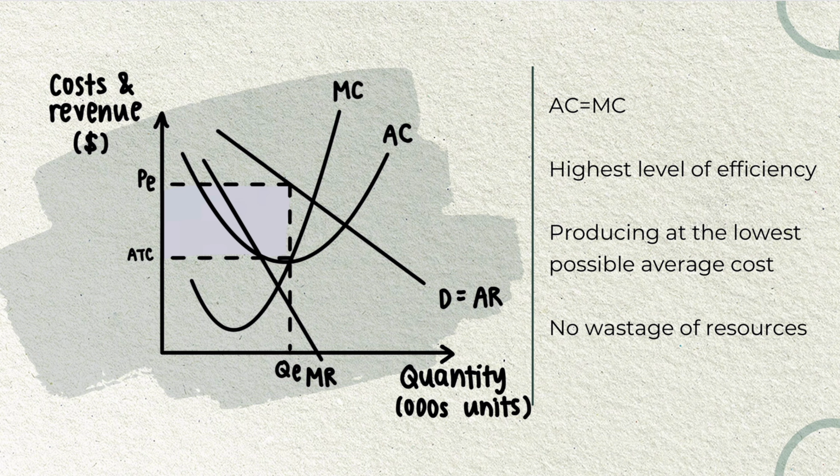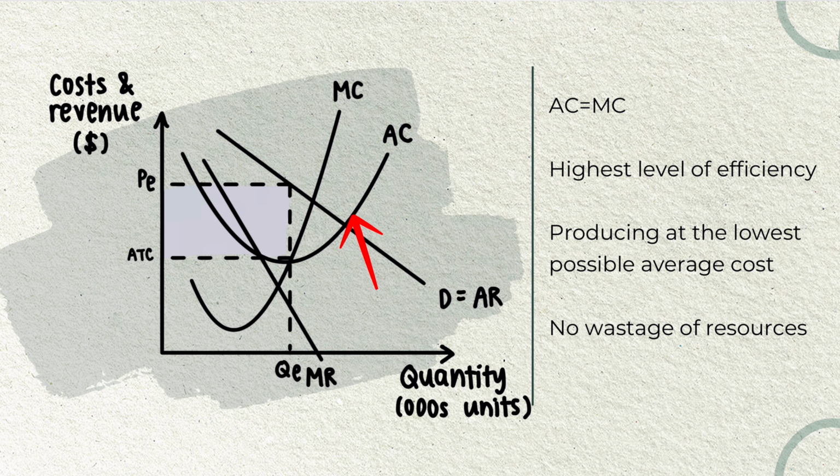Now moving on to productive efficiency, this is when average cost equals marginal cost. And this is when a firm is operating at its highest level of efficiency, as they are producing output at the lowest possible average costs. And any production level before this point is less efficient, and the reason for this is that the firm is currently experiencing economies of scale. So this means that expanding production or making an additional unit, the firm is able to use its resources more effectively.